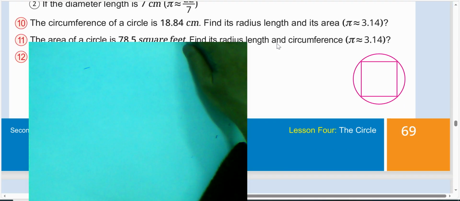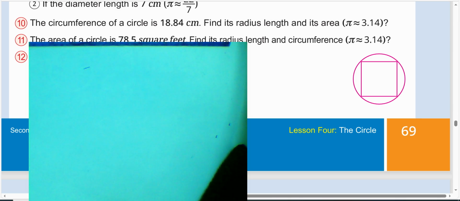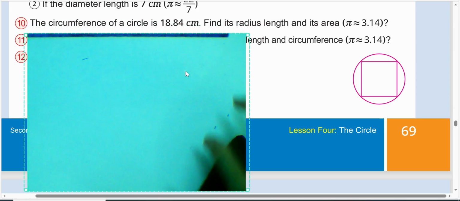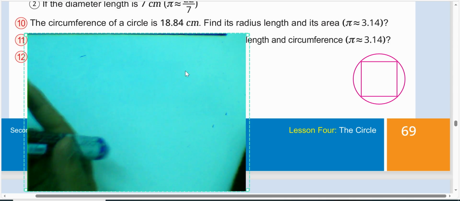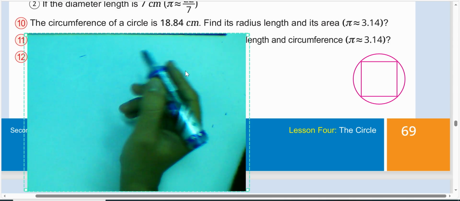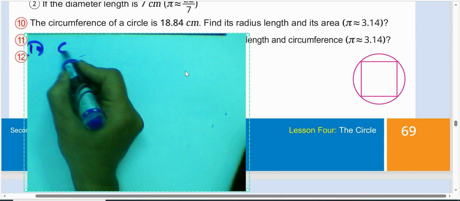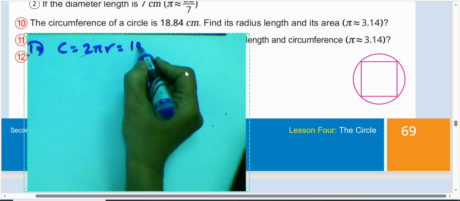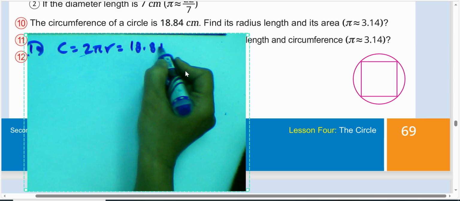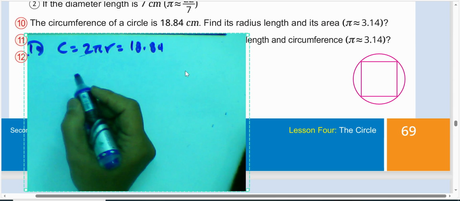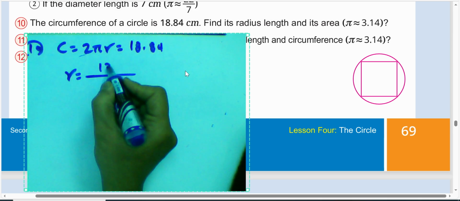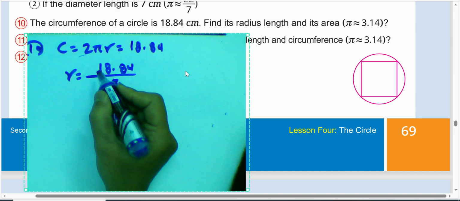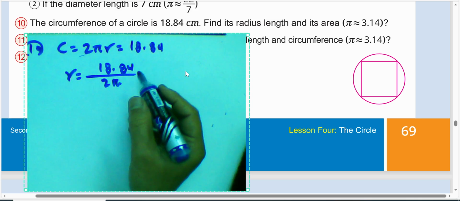Number 10. The circumference of the circle equals 18.84 centimeters. Find the radius, the length, and its area. Okay, here is question number 10. They give me the circumference. We know circumference equals 2 pi r. 2 pi r equals 18.84 centimeters. We can find the radius equals 18.84 over 2 pi.